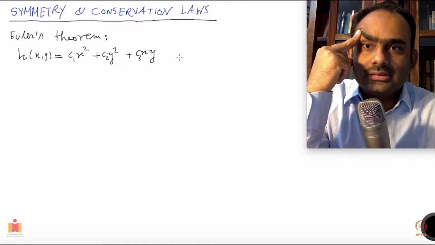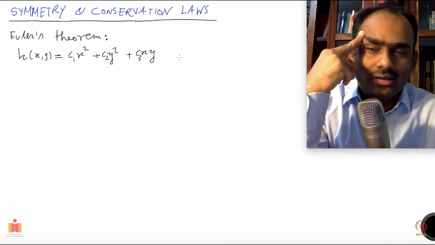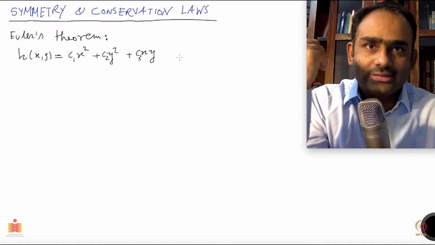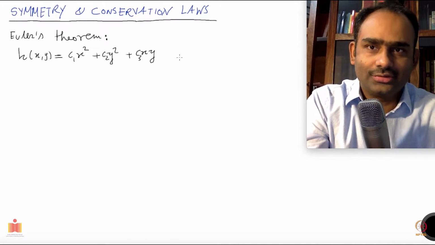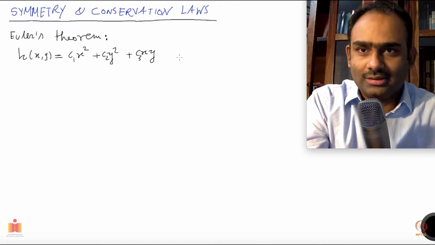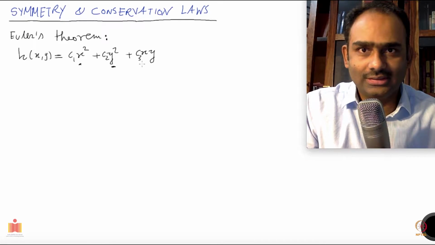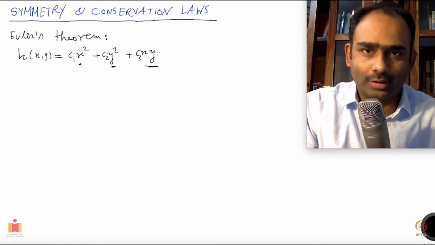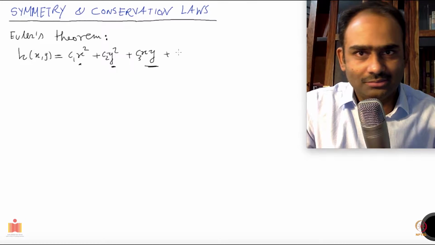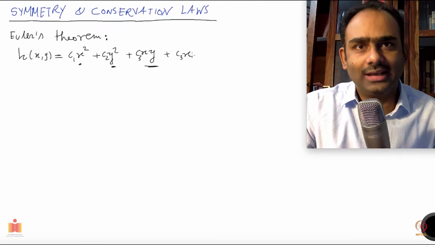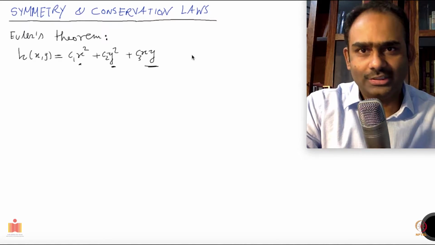It's a degree 2 polynomial, but another special thing about this polynomial is that it is homogeneous, meaning each term is of degree 2. This has 2 powers here, this also has 2 powers, and this also has 2 powers, because 1 power of x, 1 power of y. So h is a homogeneous function. If I add a term like c3x here, then h is no longer homogeneous. So let's take a homogeneous function.